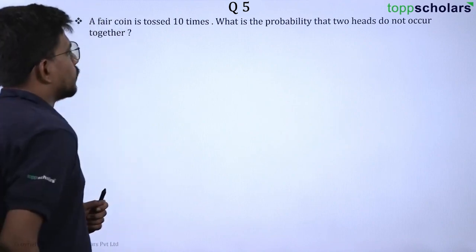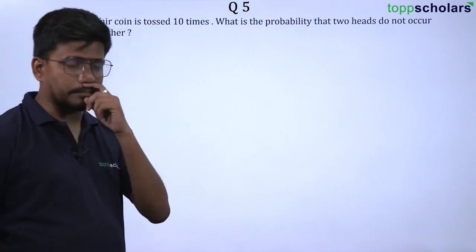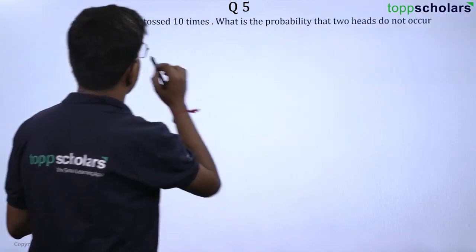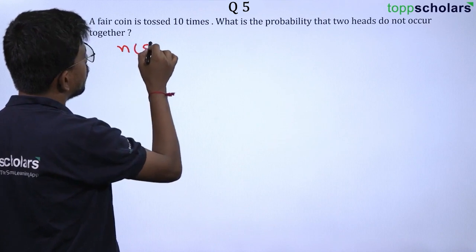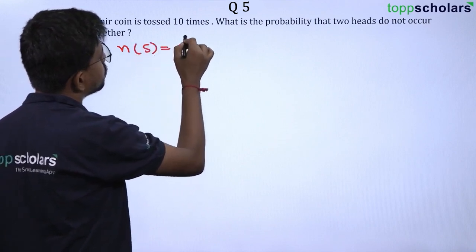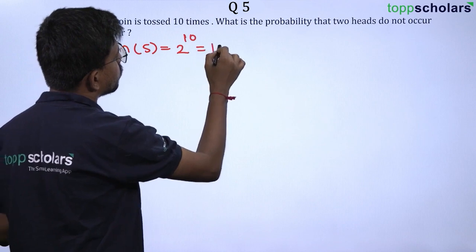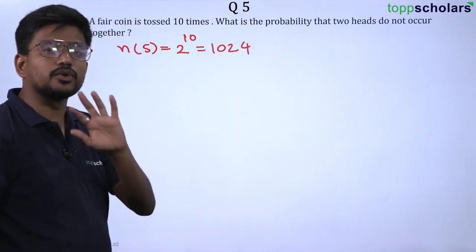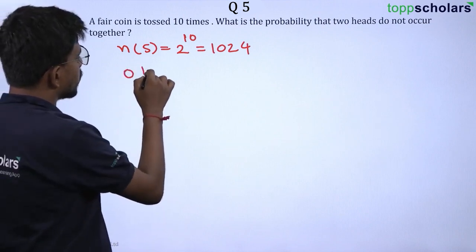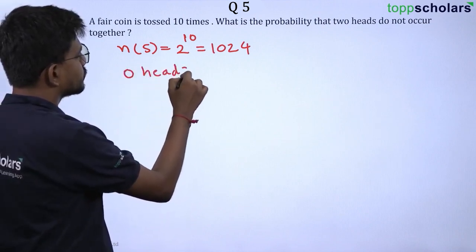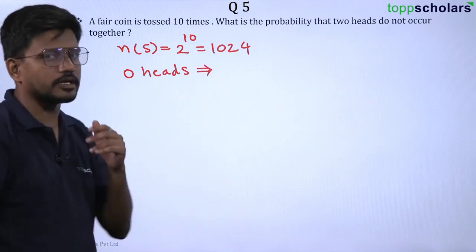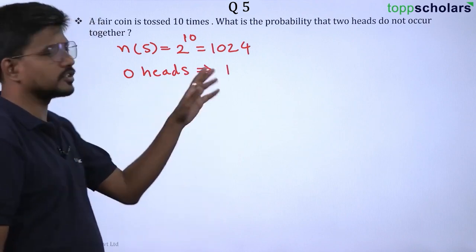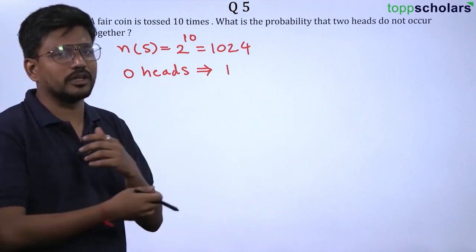Okay. Now let us understand first thing that the sample space n of s, as 10 coins are tossed, is 2 raised to 10, which comes out to be 1024. Now over here there are many cases. When 0 heads are there, all are tails, right? Am I right? When 0 heads are there, all are tails. All tails means only one case, and in which no heads are together because there are no heads at all, right?